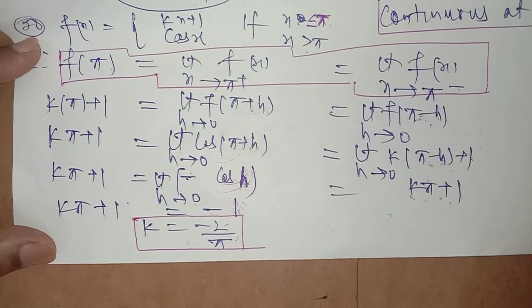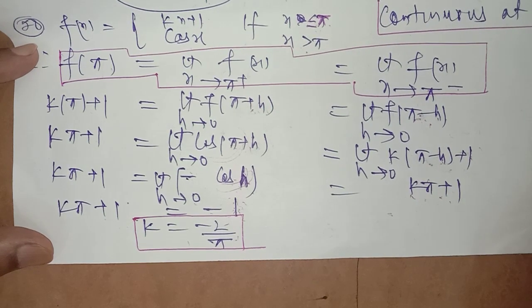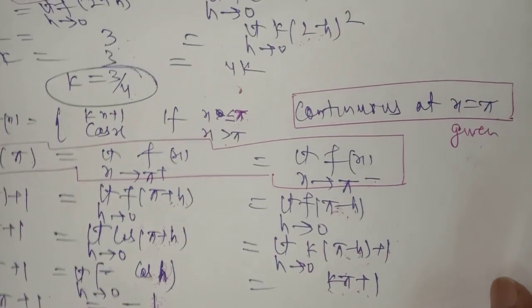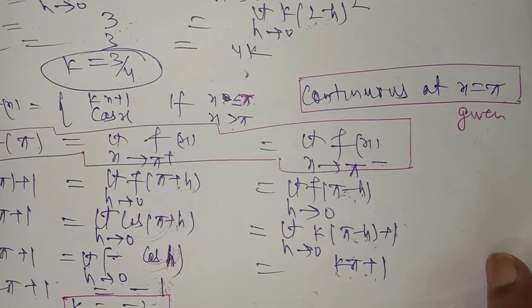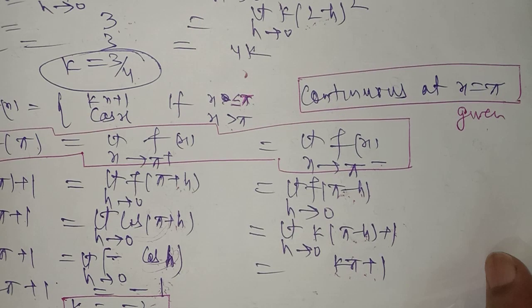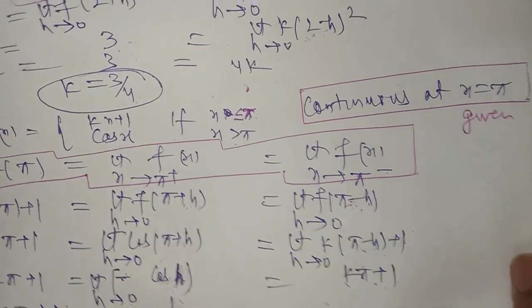So this is the value of k under the given condition for which the function is continuous at x equal to pi. Similarly, the remaining two questions, that is question number 29 and 30, we'll discuss next.